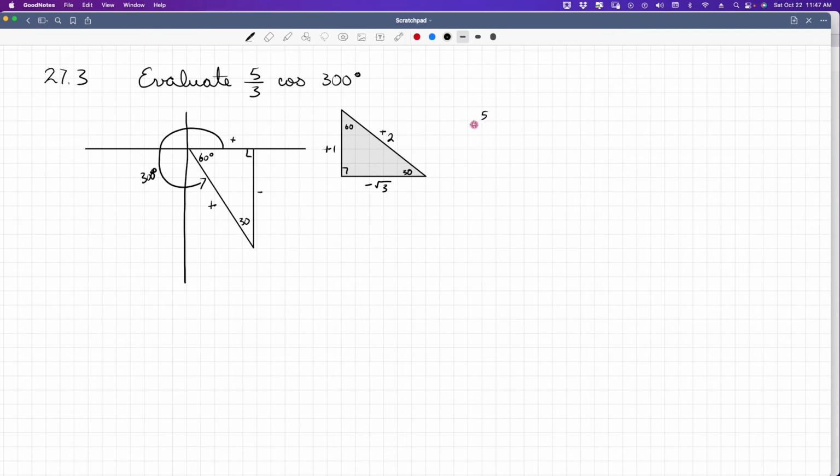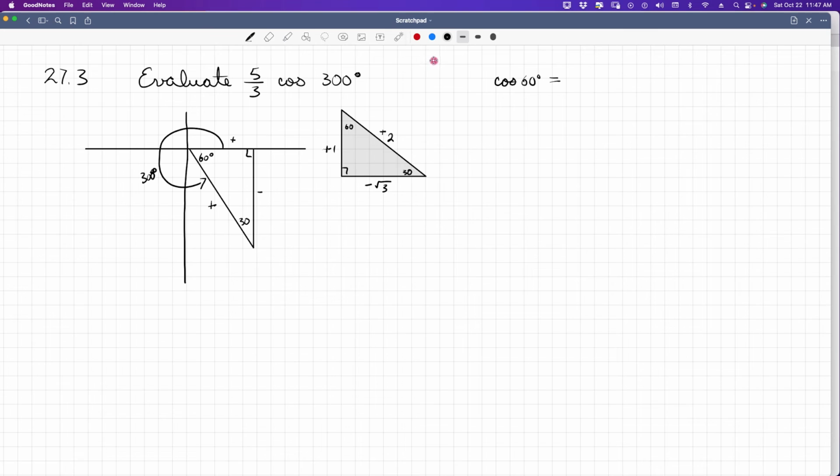So now we have 5/3 times the cosine of 300, which is going to be the 60-degree. So if it helps you to write 60 degrees, that's fine too. Or here's what you might want to do. Just do the cosine of 60 degrees first, and then drop it into the problem.